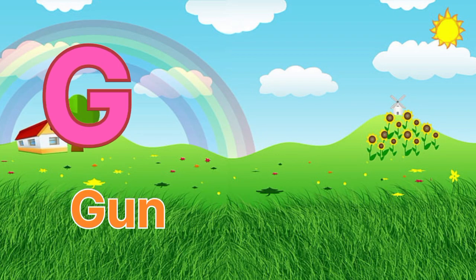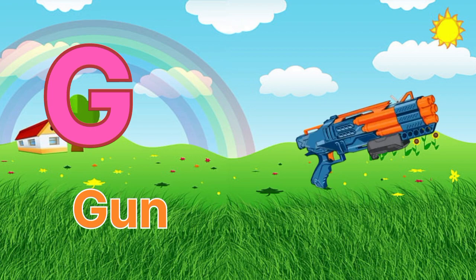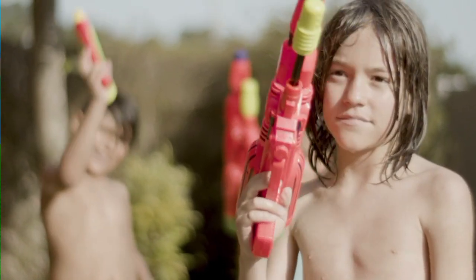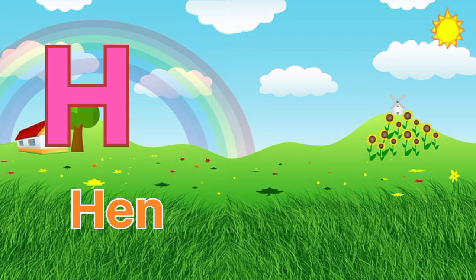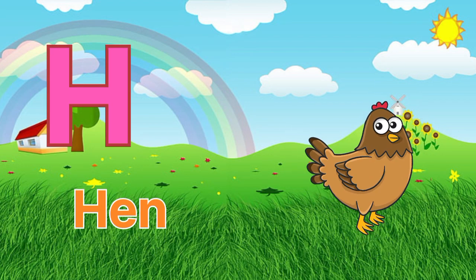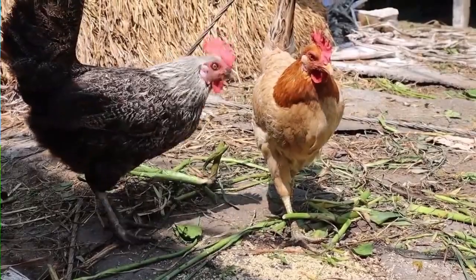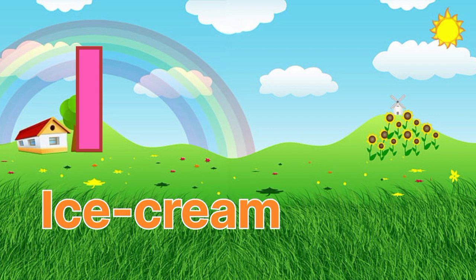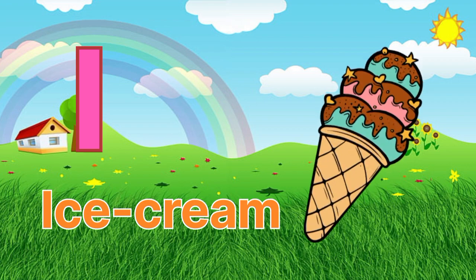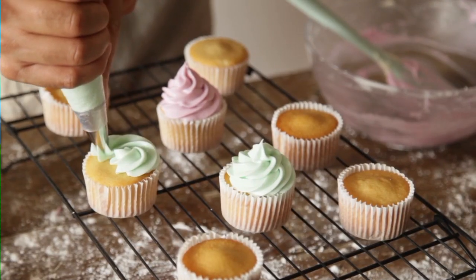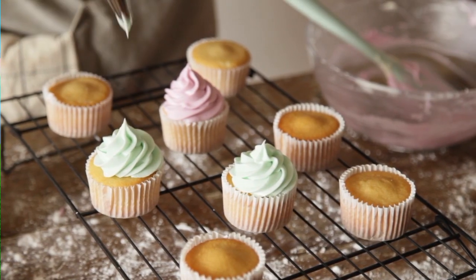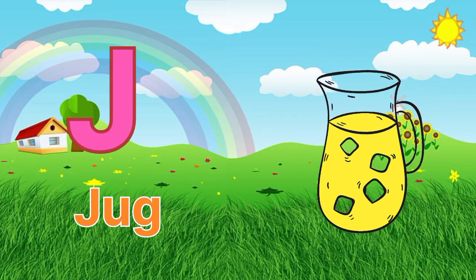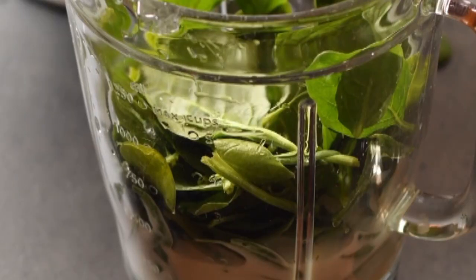G for gun. G for gun. H for hen. H for hen. I for ice cream. I for ice cream. J for jug. J for jug.